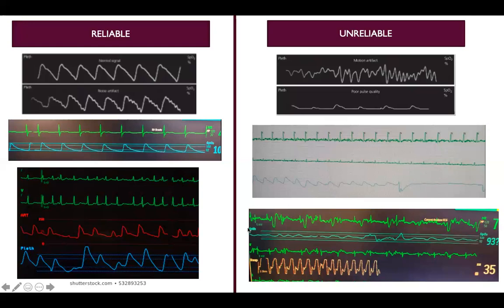And then the last one. I am not that cruel. No, I just got it off of the telemetry. I don't know what was actually happening with the patient, but that definitely is not a reliable pleth.